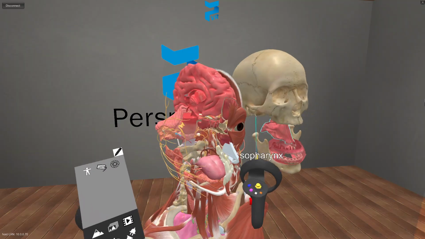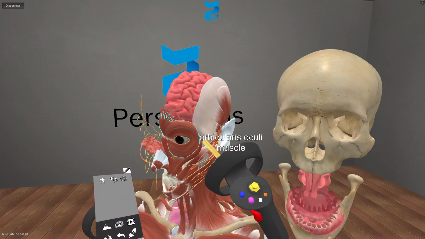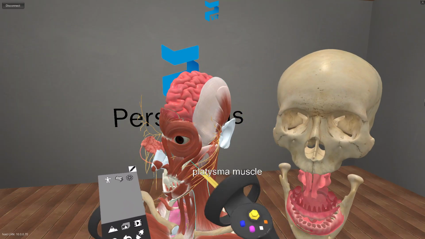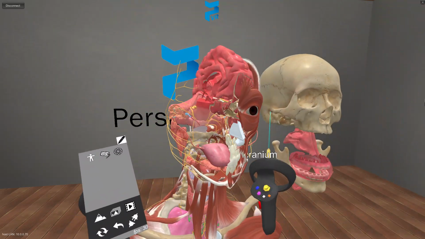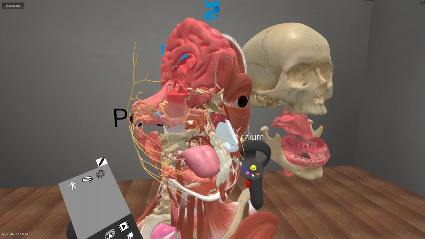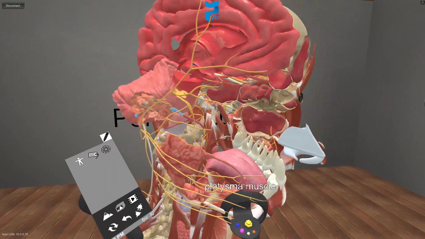A motor component supplying the muscles of facial expression and other muscles that develop from the embryonic second pharyngeal arch. General sensory components that innervate parts of the auricle and external acoustic meatus.